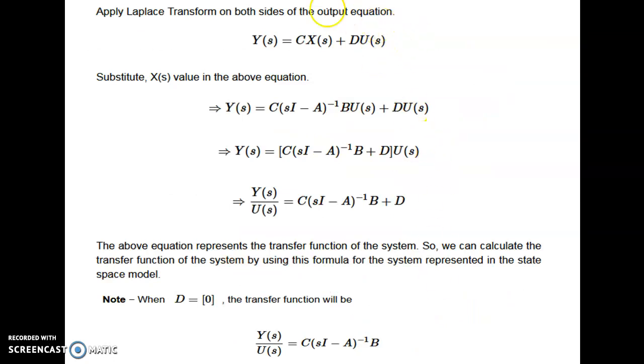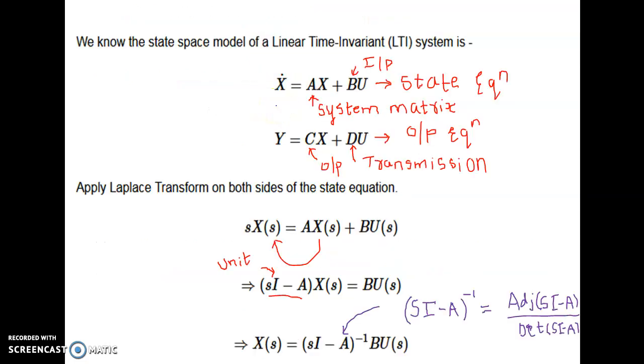Now similarly, we will take the Laplace transform on both sides of the output equation also. That gives us Y(s) is equal to, this was our output equation, y is equal to Cx plus Du. If we take the Laplace transform on both sides, the Laplace transform of y(t) is Y(s), x is X(s), and u is U(s).